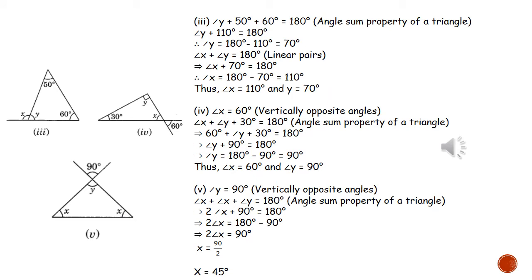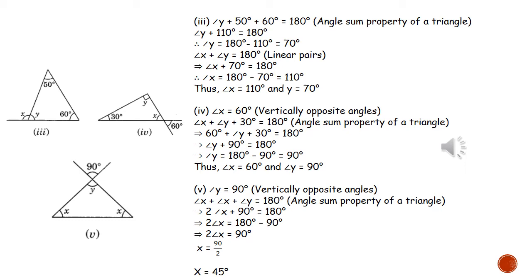In the third part, x and y are two adjacent angles forming linear pair. Now by angle sum property, we can find out y. y plus 50 plus 60 is equal to 180 degree. So y is equal to 180 minus 50 minus 60, that is 180 minus 110. So we'll be getting y is equal to 70.